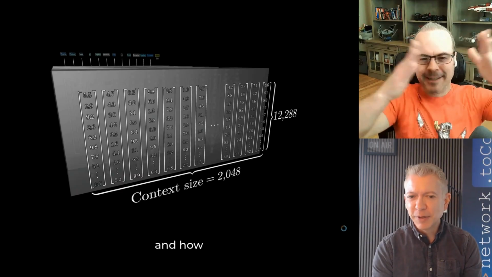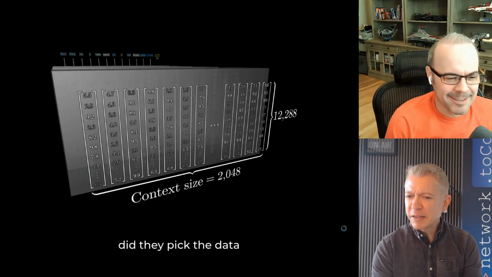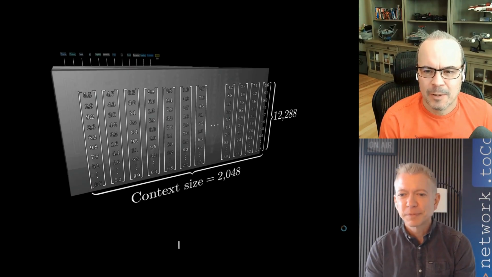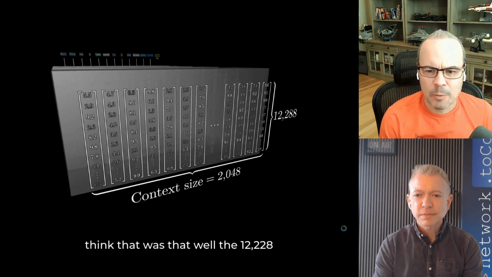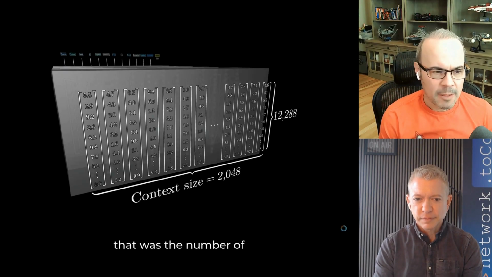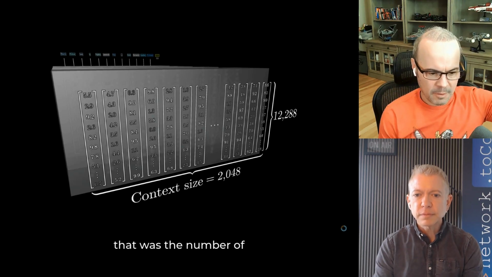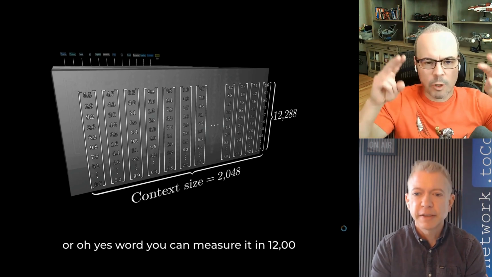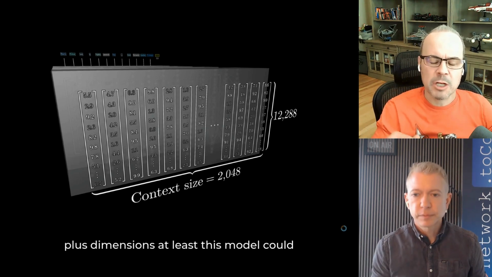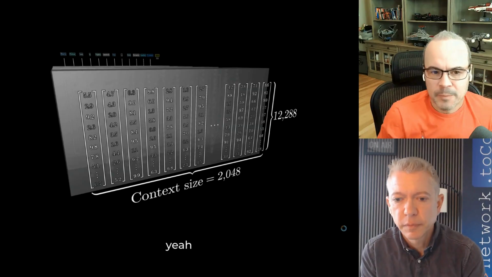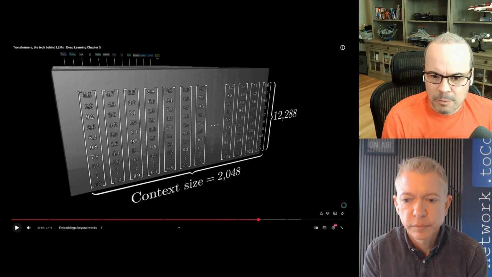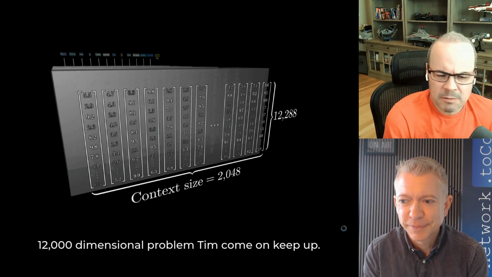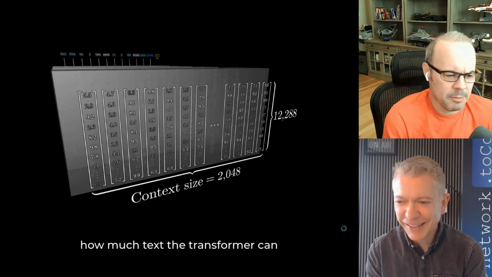This big. And how did they pick these numbers? Like, why 12,288? I'm so curious. I think that was the number of dimensions. Remember, for a given word, you can measure it in 12,000 plus dimensions, at least this model could. We're just trying to solve a 12,000 dimensional problem, Tim. Come on, keep up. You got this.